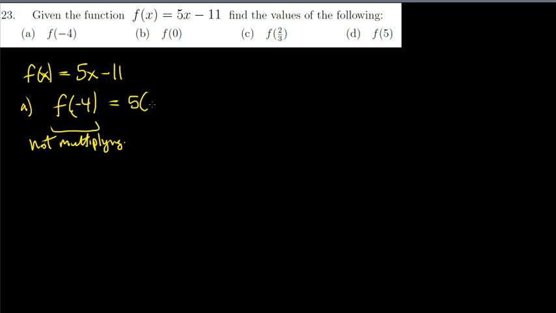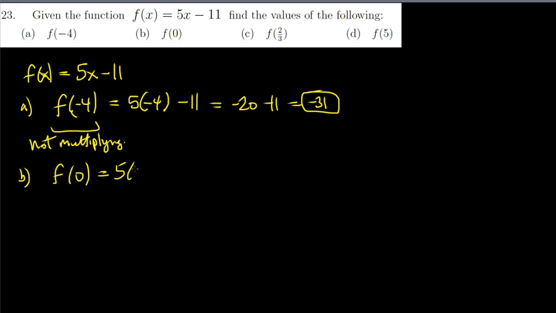Wherever you see an x, change it to the number negative 4. So instead of 5 times x minus 11, it's 5 times negative 4 minus 11. So that's negative 20 minus 11, negative 31. And that's the answer to part A. Right? So part B, f of 0, is just 5 times 0 minus 11, or negative 11.